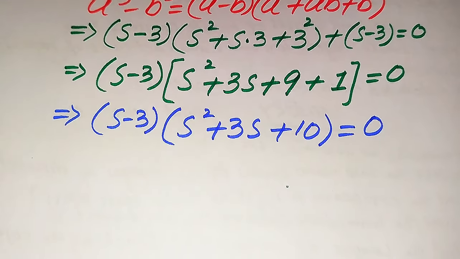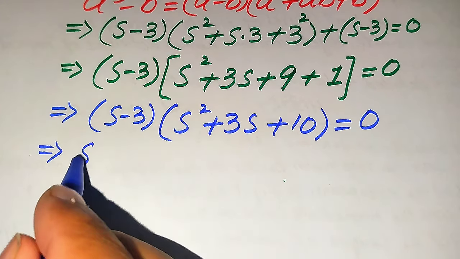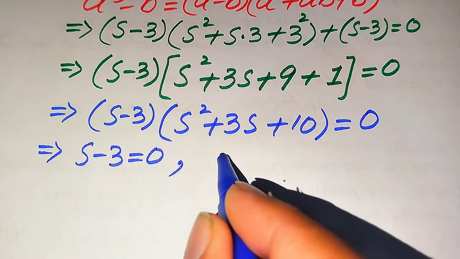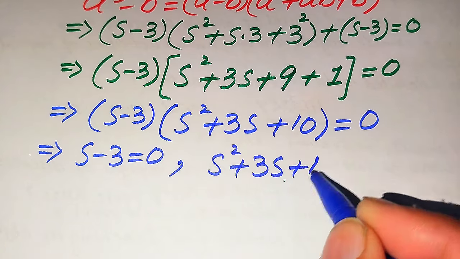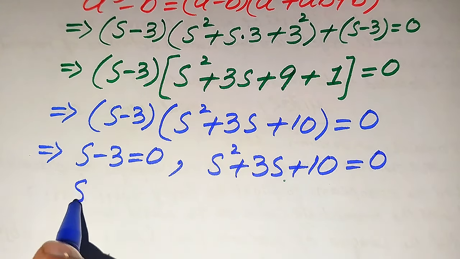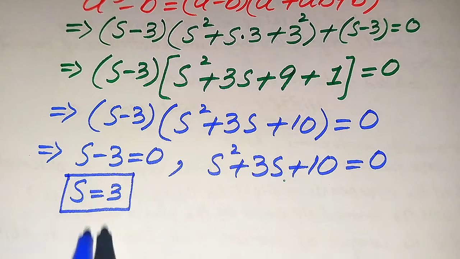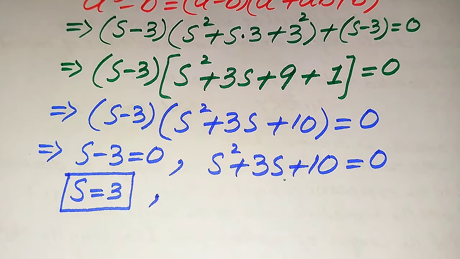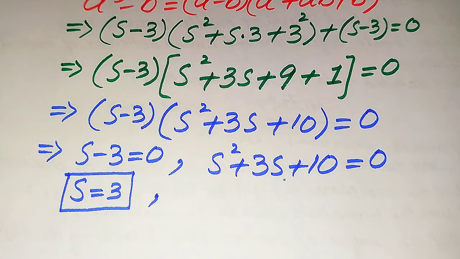So further in the next step we need to break this equation, and it will be written as, first we write s minus 3 is equal to 0, and the second case is s square plus 3s plus 10 is equal to 0. So from here we easily get the value of s is equal to 3. So this is our first root of the given equation, and now in order to find the other roots we need to solve this quadratic equation.